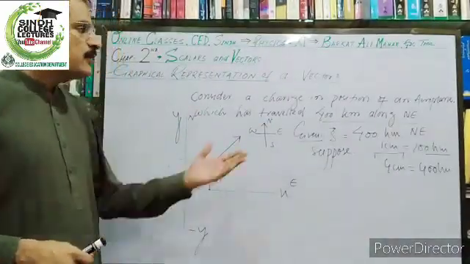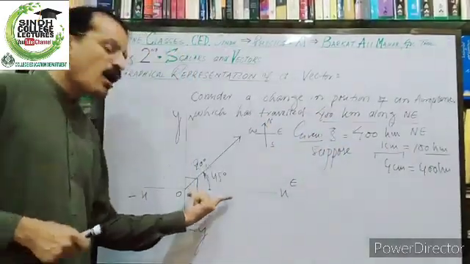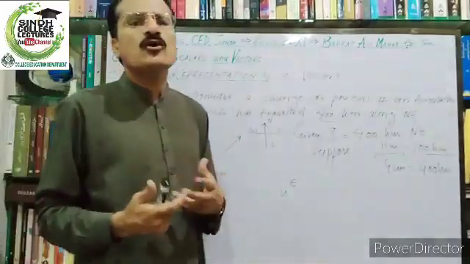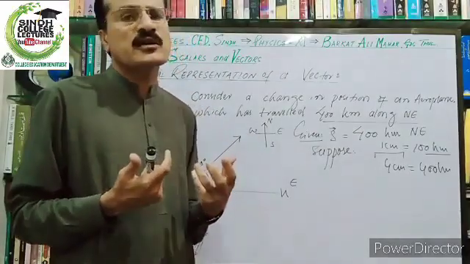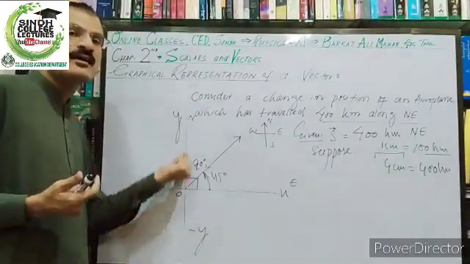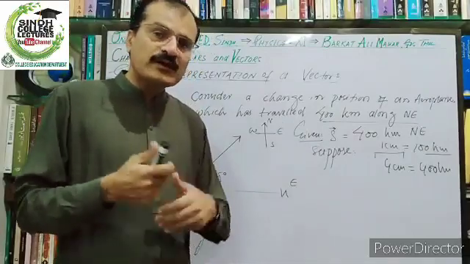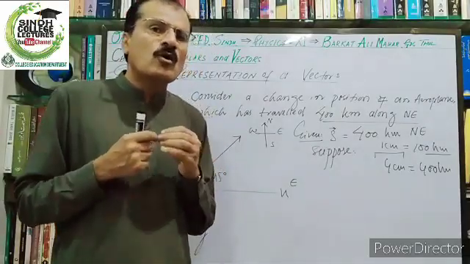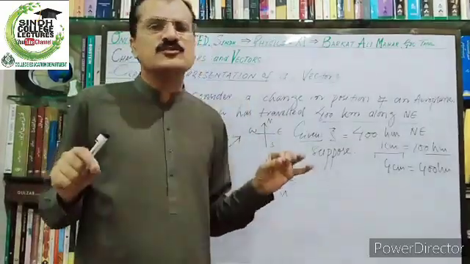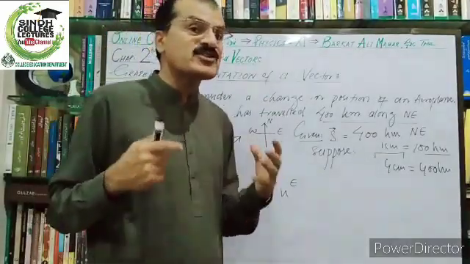If it was said that 200 kilometers along east, then you have to draw only 2 centimeters along the east. If it was said that 300 kilometers along the north direction an aeroplane has moved, then you have to draw only a 3 centimeter line along the y-axis, or you can say along the north side. So in this way, when you go home, practice much more to draw these vectors. The more you practice, the better it will be for you.